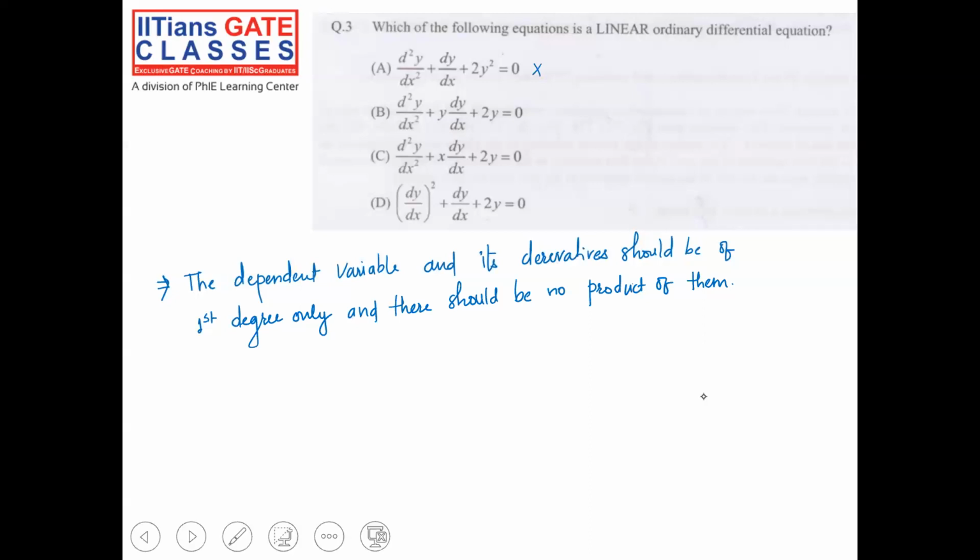Okay, what about the third case? In the third case, here it looks like everything is satisfied. We don't have a higher degree of the dependent variable or its derivatives, and they are not in multiplication either, so we can say that option C is correct in this case. Option D is again wrong because dy by dx whole square is there, so it is again not first degree, so that's why option D is wrong here.